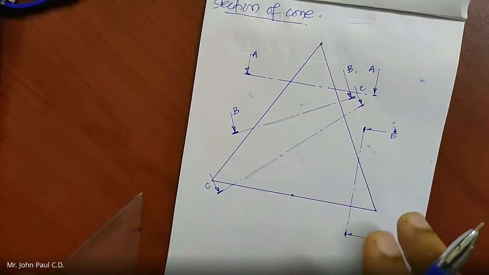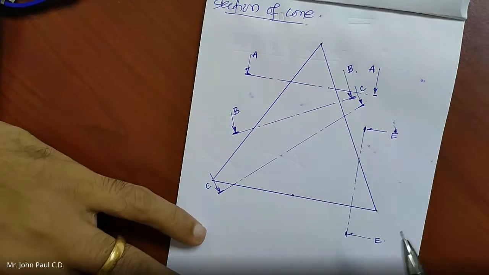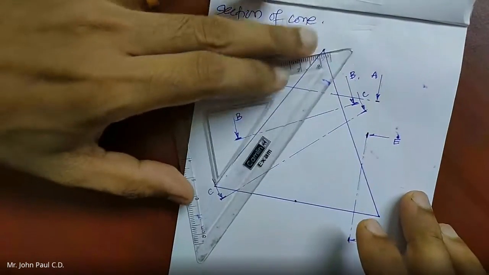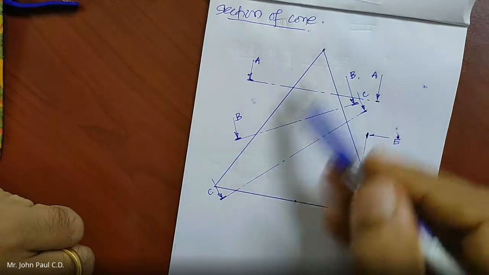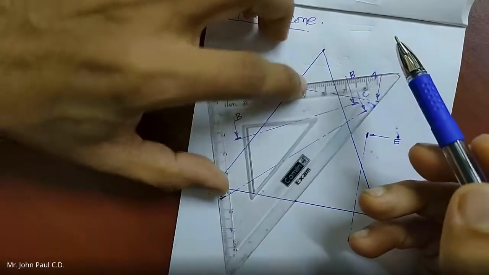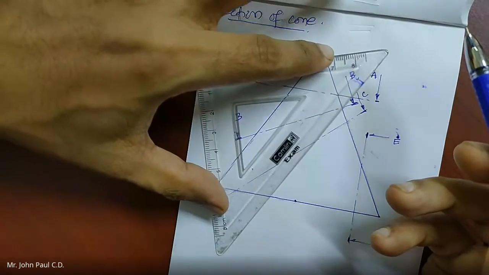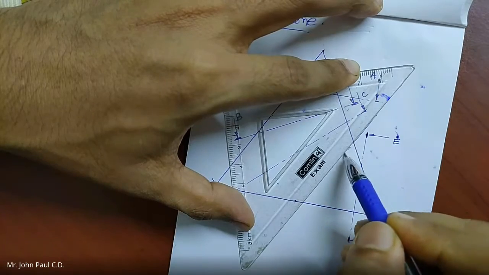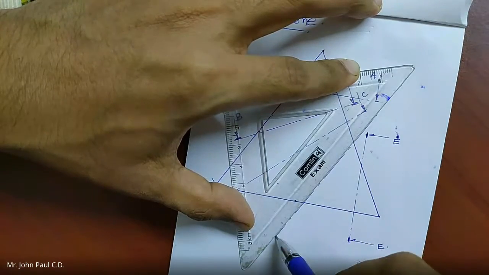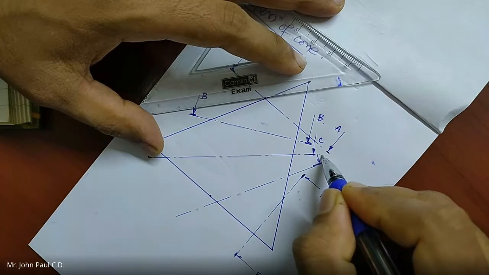And the next one, please be careful. Next one is important. This one you can draw at any angle. But the next one I'm going to cut with the same angle as that of the generator, that is, parallel to the generator. Do you get it? Parallel to the generator. So that I may name as D.